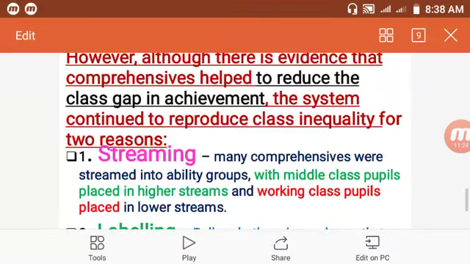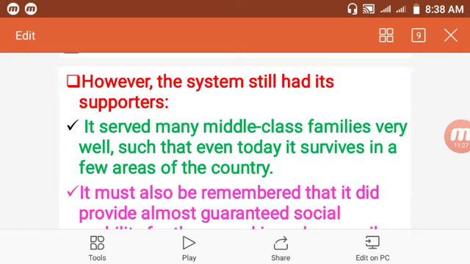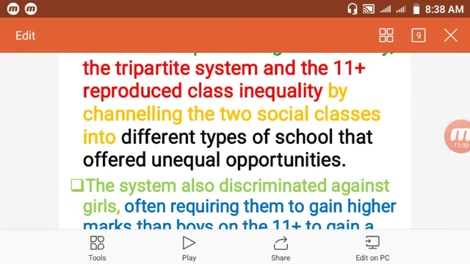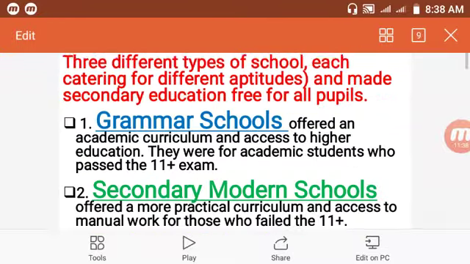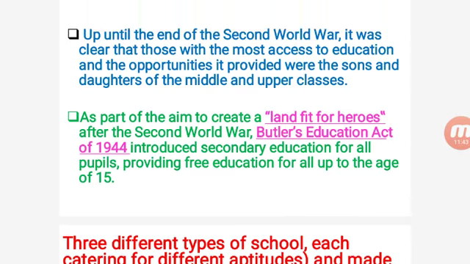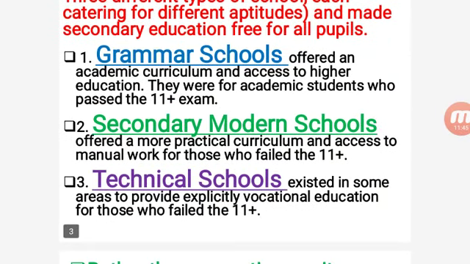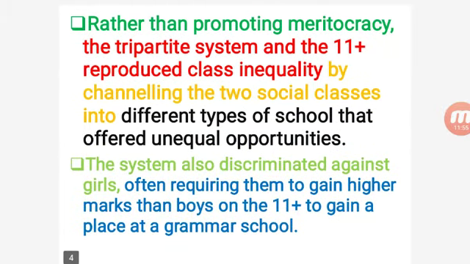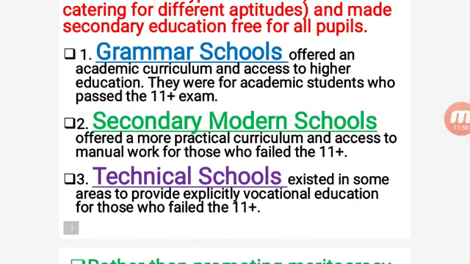So students, just a quick recap: we have discussed the tripartite system, which was introduced in the 1944 Butler's Act. What was there? They introduced the tripartite system. What was the tripartite system? They segregated the schools into three kinds: grammar schools, secondary modern schools, and technical schools. And what was the purpose of the grammar schools? Only the high-level curriculum was introduced, and students were taught.